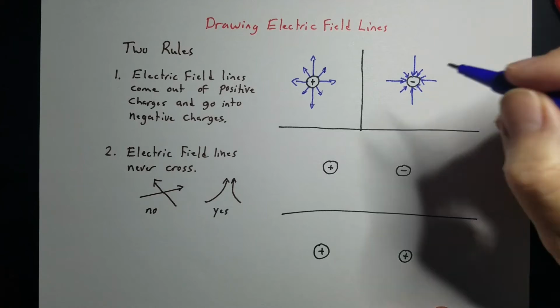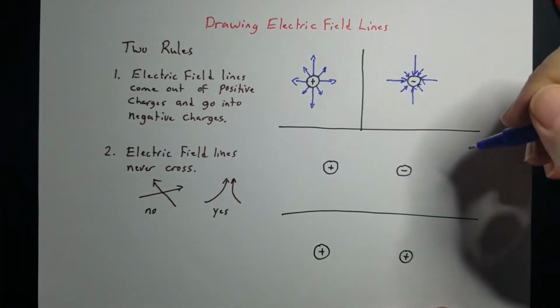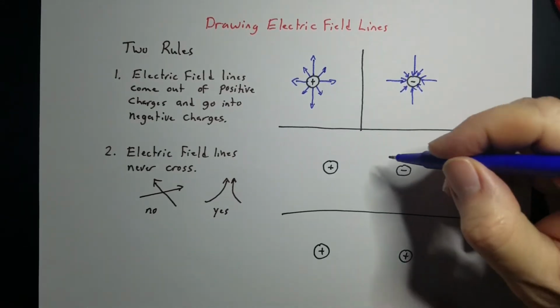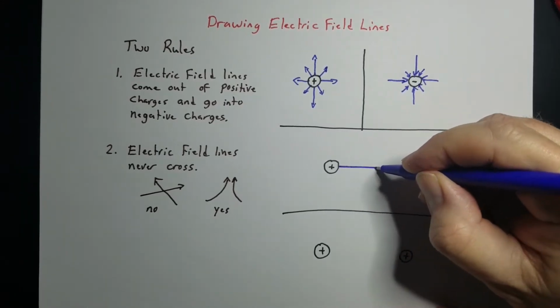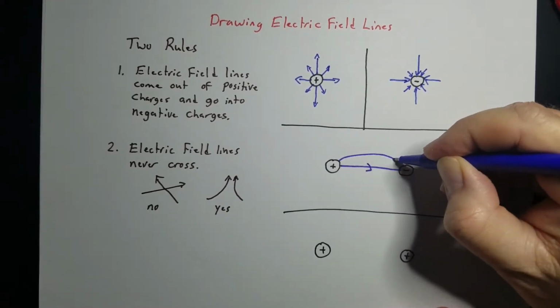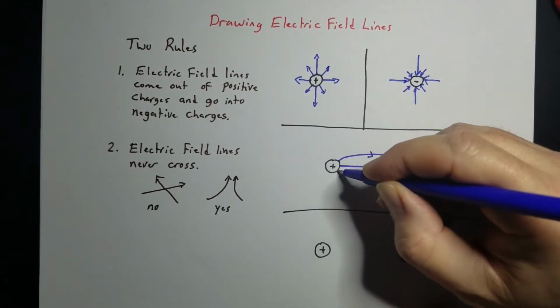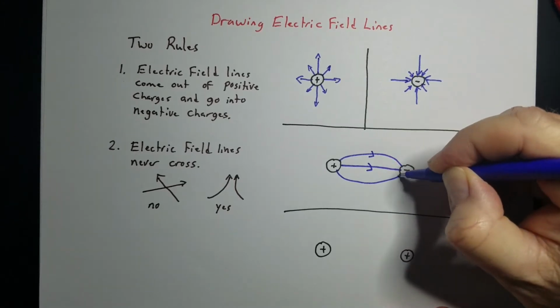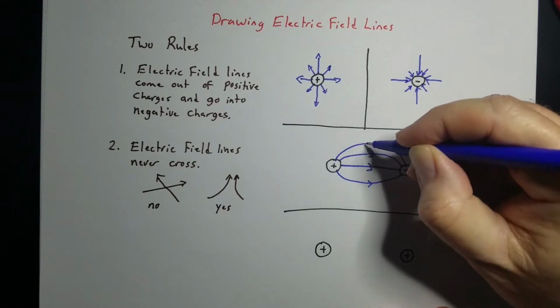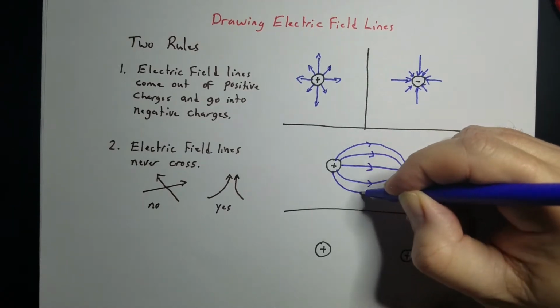Okay. So what happens if we get these two charges close to each other? Well, field lines come out of positive charges and go into negative charges, so they will actually connect these two. And this is how the charges know what's around them, by how these fields interact with each other. And so you should get something that looks like this.